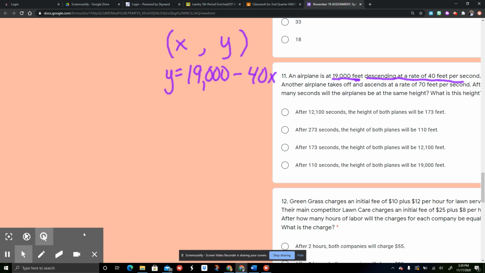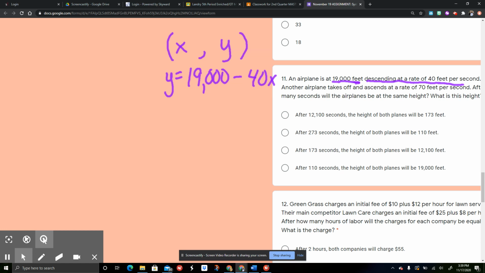Since the height changes as time goes on, the height is dependent on the seconds, or the time. So x has to be time and y will be the height. Okay, so the first equation we said was y equals 19,000 minus 40x.